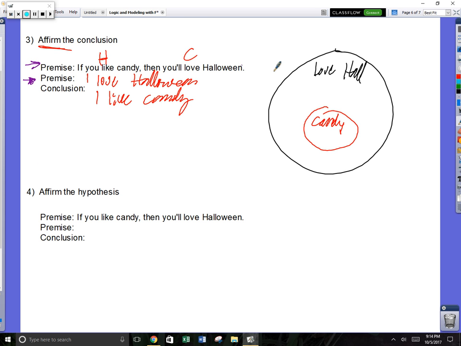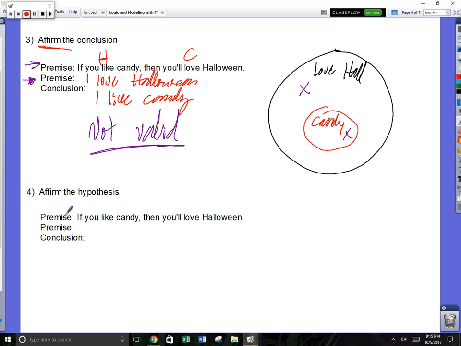Okay, here's the problem. I could live there. I could live there. I have to live somewhere in this circle, but I don't know. I got 2 options. I either live in the candy world or I don't. Because I don't know where to plot myself, the logic is screwed up. This is not valid.